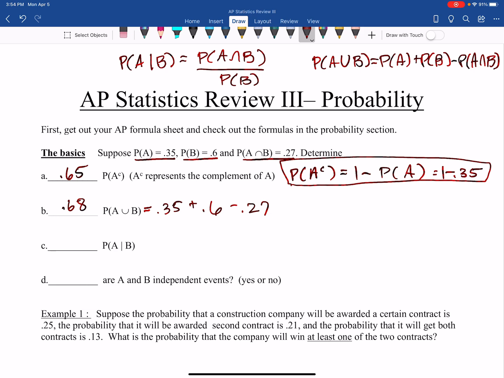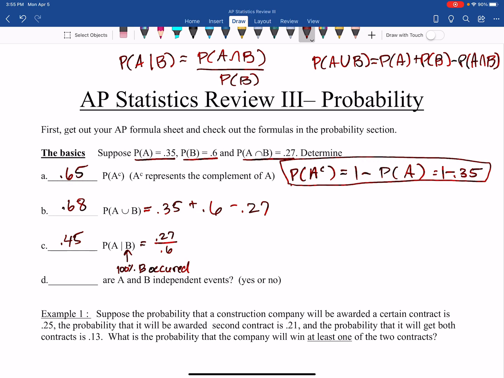Okay, the probability of A given B. So the probability of A given B is the probability of A and B, which is 0.27, divided by the probability of B, which is 0.6, and that gets you 0.45. Let's talk about that. Remember, this is saying what's the probability of A occurring given we know B occurs. So if we know 100% that B occurred, what's the probability of A happening also?